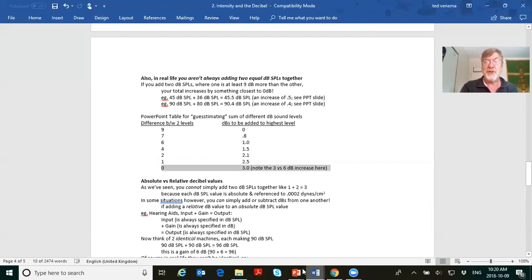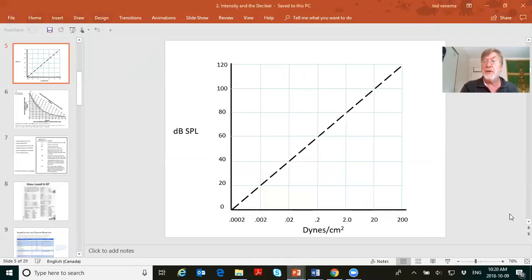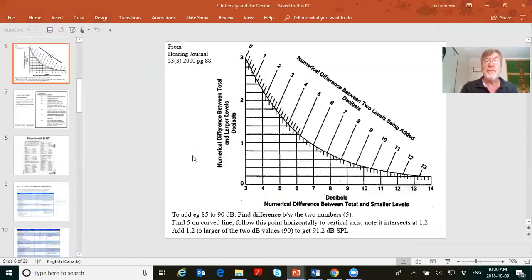Okay? And that's why I showed you this picture here in Unit 2. It's also an important picture, okay? To add 85 to 90. 85 and 90, they're not 10 dB different, they're only 5 different. So find the difference between the two numbers, 5. Find 5 on the curved line, and then follow that horizontally to the left. And that's the amount of decibels that you would add to the 90 if you were adding 85 and 90.